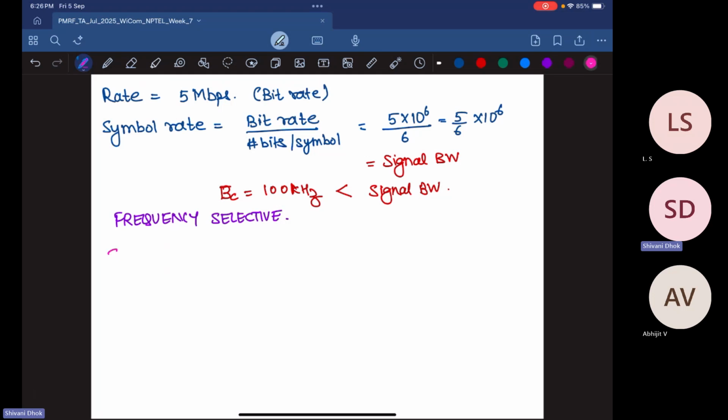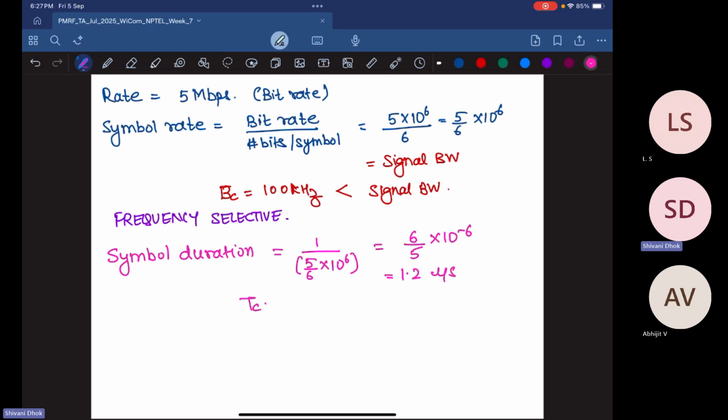Now, what is the symbol duration? So your symbol duration is 1 over your symbol rate, that is 1 over 5 by 6 into 10 raised to 6, which is 6 by 5 into 10 raised to minus 6. This is equal to 1.2 microseconds, and your coherence time is given to you as 20 microseconds.